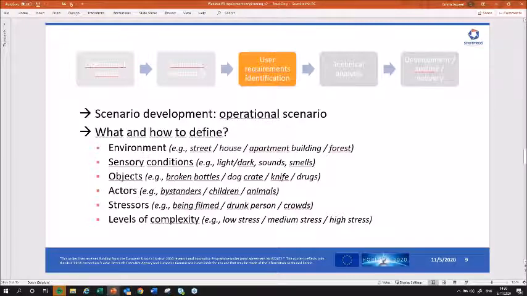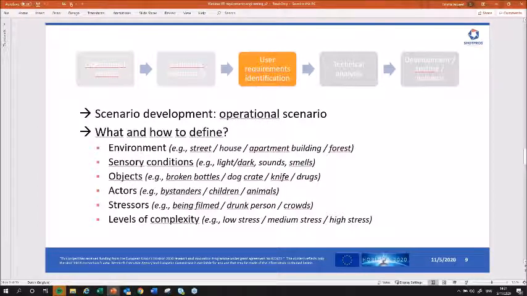So it gives you some surprise elements that you can play with to really increase stress levels and so also maximize training potential. And related to that, you can also think about different levels of complexity in a scenario.